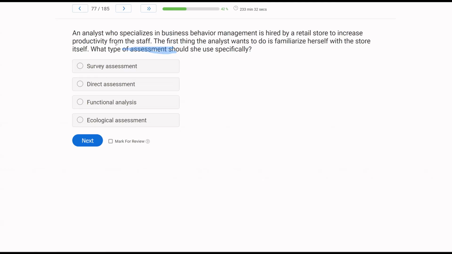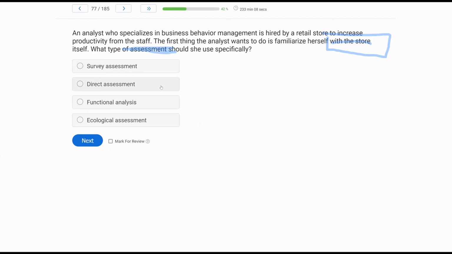What's our goal? The goal here is the analyst wants to familiarize herself with the store, not the people, not the behaviors, none of that, with the store. So she wants to know about the environment. If we want to assess the environment, what are we going to use? A survey assessment. Well, we can't survey the store itself. It's not going to be a lot of use.